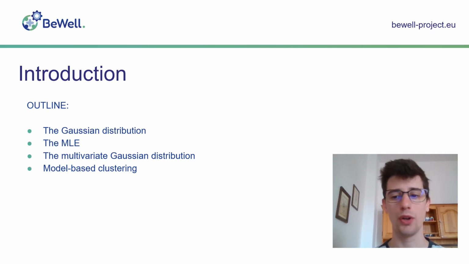In this final module, we tackle the problem of likelihood-based inference. The Gaussian distribution is the building block of parametric statistics. We will start from here to arrive at much more advanced techniques such as model-based clustering.